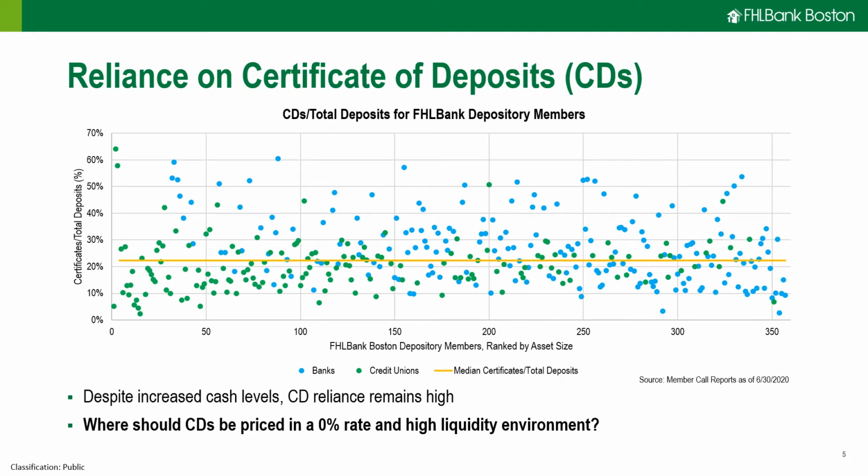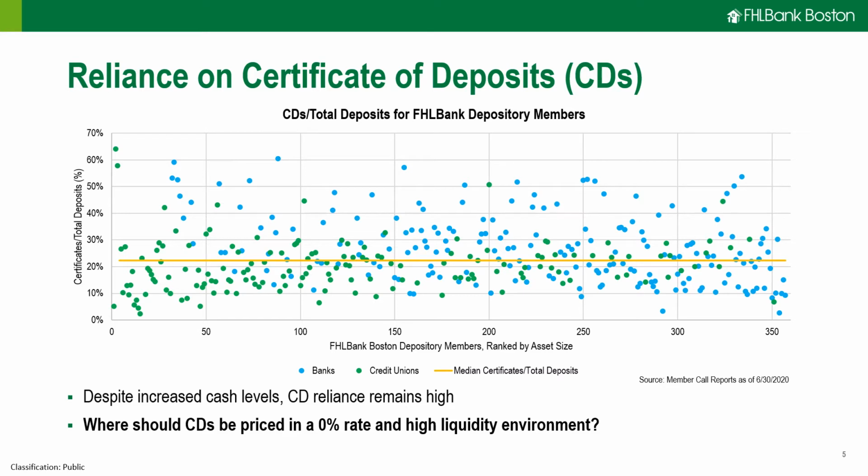Even with increased cash levels, many of our members still have a very high reliance on CDs. As you can see from this chart, the median level of CDs as a percentage of total deposits is 22%. Looking at the current environment with loan to deposit ratios significantly impacted by the influx of liquidity and loan growth slowdown, where should our members be pricing CDs?